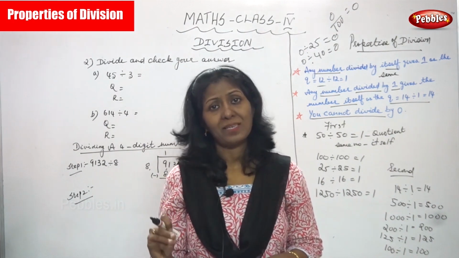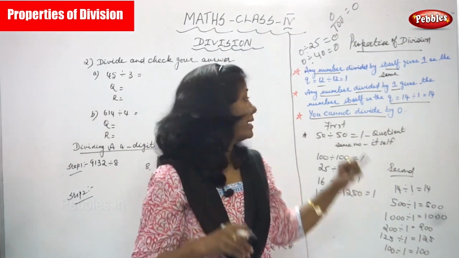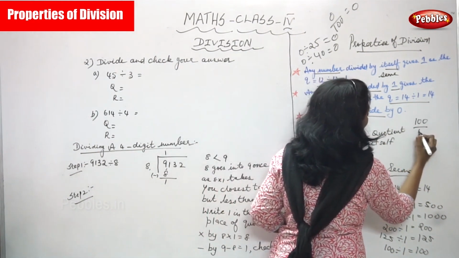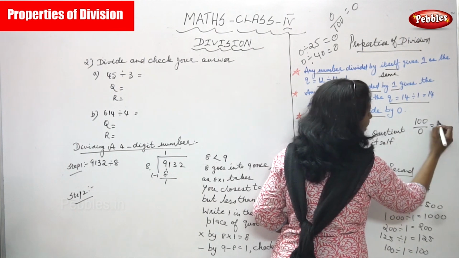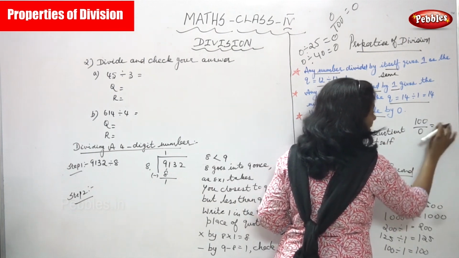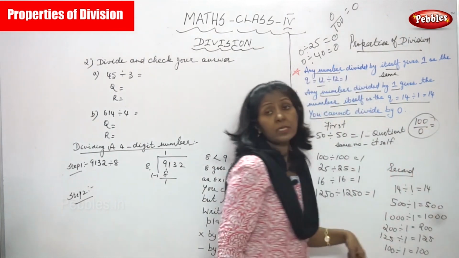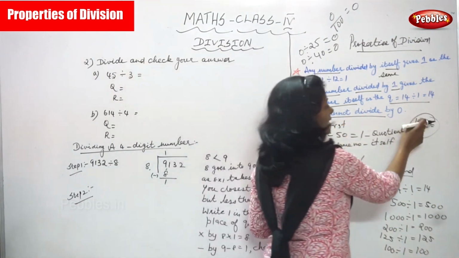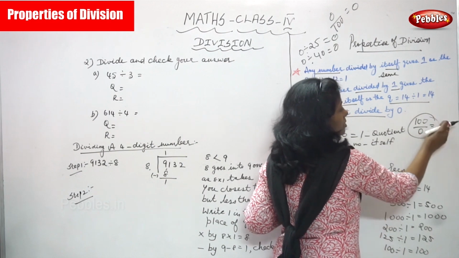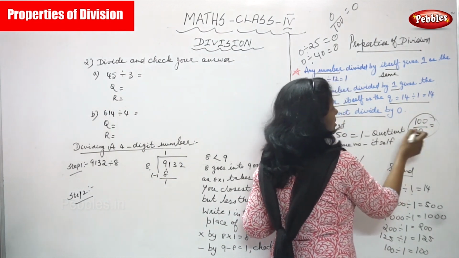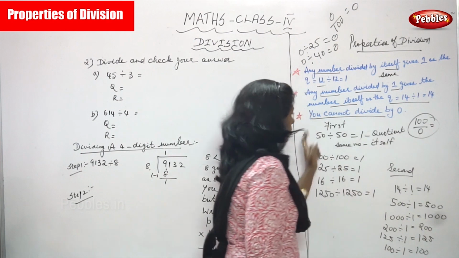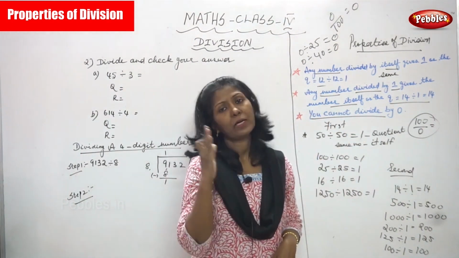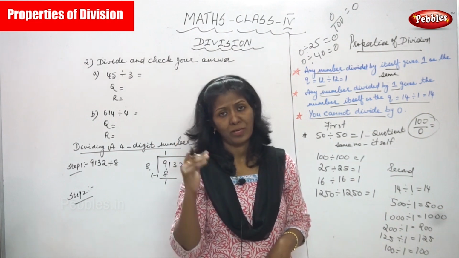It's a general property, because it applies to any number. For example, if I give 100, 100 divided by 0 means you cannot define it, because division by 0 cannot be defined. You cannot get any answer, because you cannot divide by 0. That is very important.